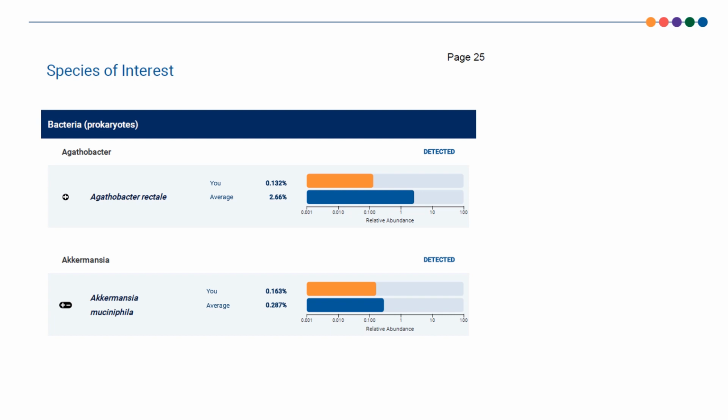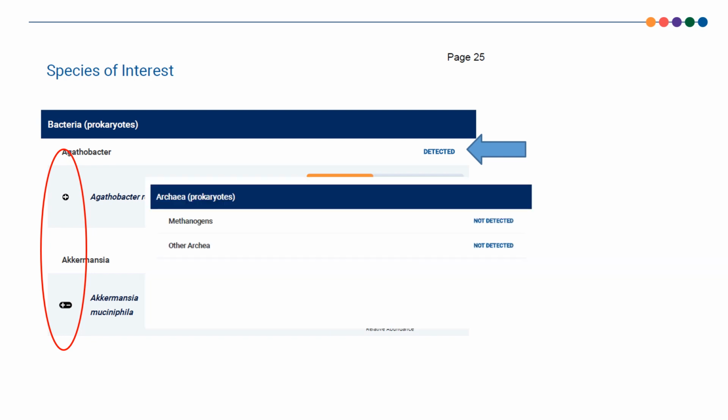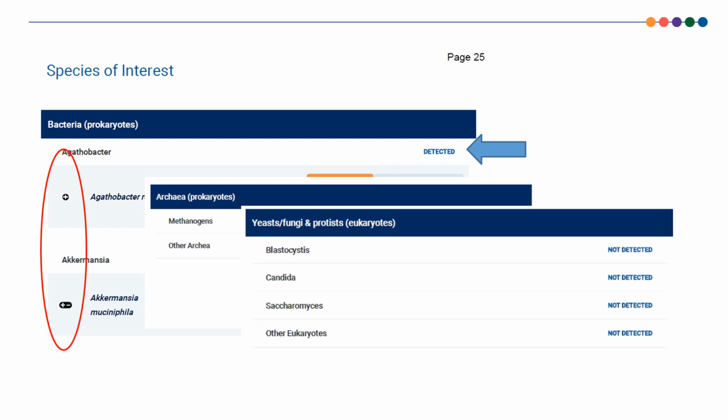The next section of the report looks at species of interest. These species tend to have more literature support and clinical relevance. The detected species include more detail at the end of the report if you're interested in learning more. First, we look at bacteria, and the list shows whether it was detected or not detected. Also, the same plus and minus signs are present that we've seen throughout the report, indicating whether the organism is beneficial or detrimental to health. We also assess archaea, as well as yeast and parasites.